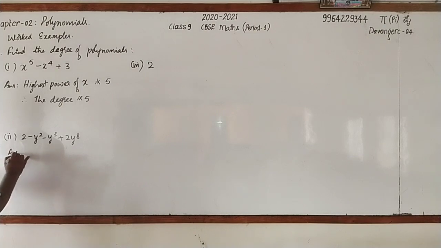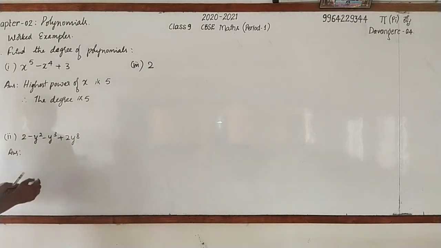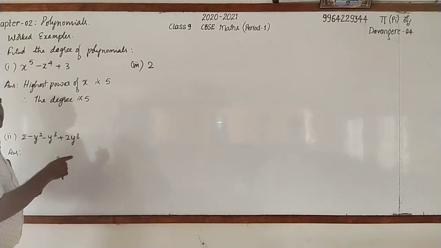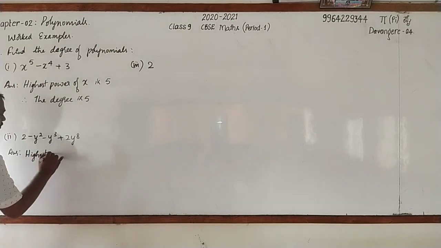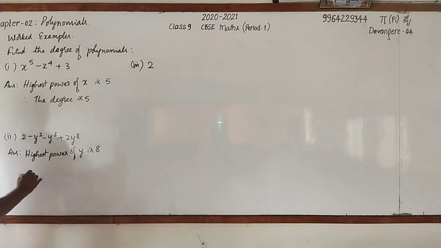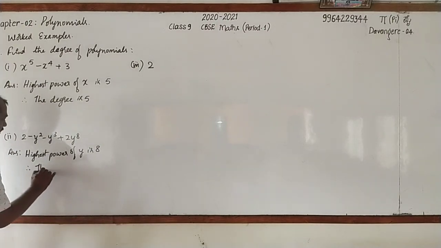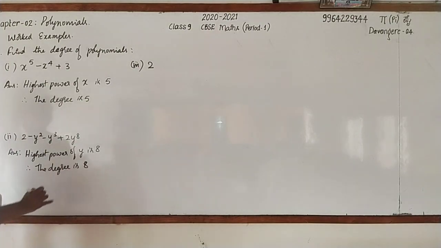Next, second one. 2 minus y square minus y cube plus 2y raised to the power 8. What is the variable involved? Y. And the powers are 0, 2, 3, 8. Highest one? 8. Therefore, degree is 8. Highest power of y is 8. Therefore, the degree is 8.